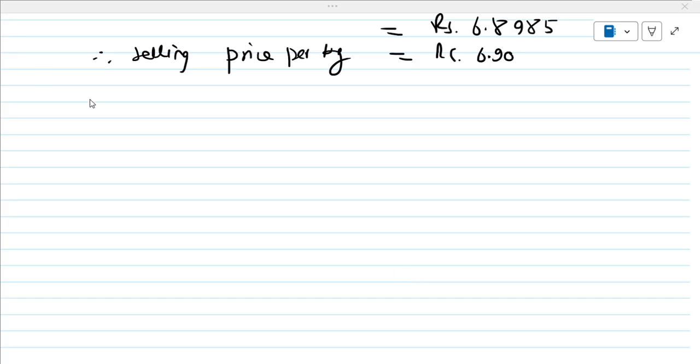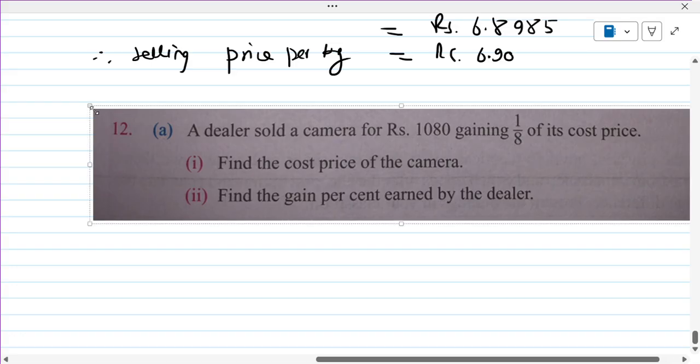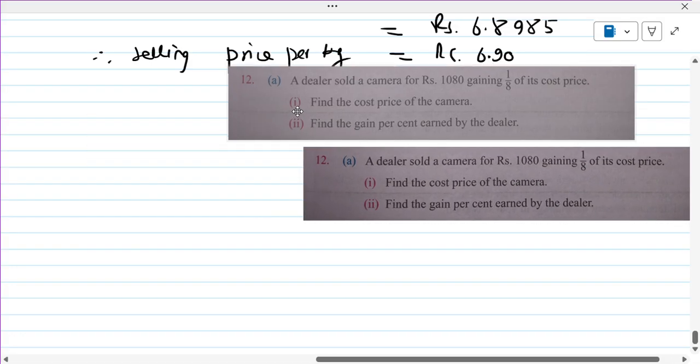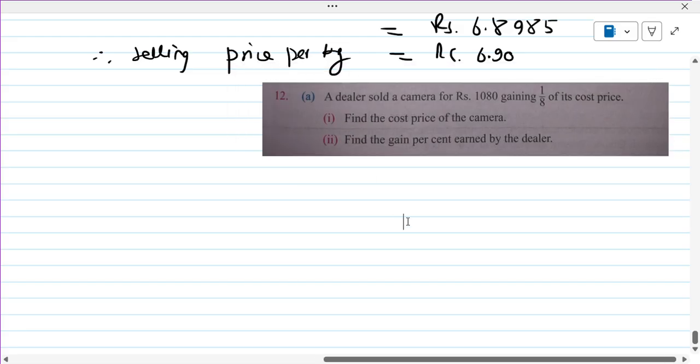Okay, let's go for number 12. What's here in number 12? Let's see. A dealer sold the camera for 1080, gaining 1/8 of the cost price. Now the gain is not given as profit, but as a fraction, or portion, of the cost price. So it's easy. Find the cost price of the camera and find the gain percent earned by the dealer.